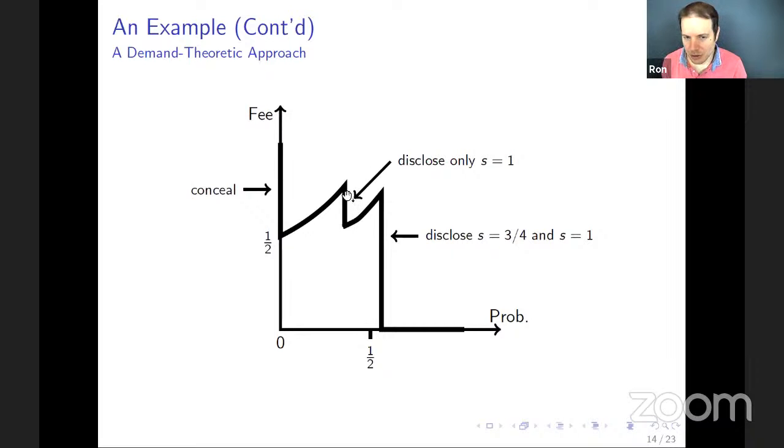Now we have a region in which the agent only discloses a score of 1. And here we have the agent disclosing both a score of 3/4 and of 1, right? So for any, again, the fee on the y-axis gives us the several equilibria on the x-axis. And these downward sloping lines correspond to mixed strategy equilibria in which the agent here is either mixing between disclosing and non-disclosing a score of 3/4, but always reveals a score of 1. And here he doesn't reveal a score of 1, but mixes between disclosing and not disclosing a score of 3/4. Okay. What's important here is that this vertical line is to the right of 1/2.